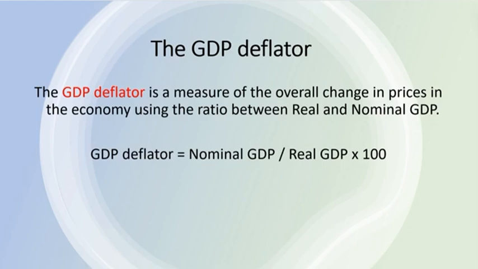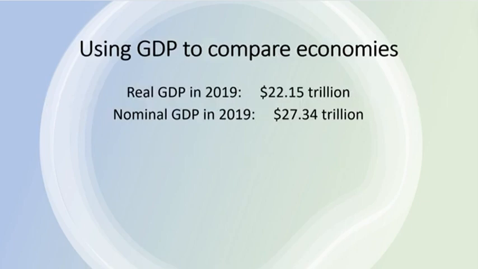The GDP deflator is a measure of the overall change in prices in the economy using the ratio between real and nominal GDP. Here you can see the formula, which shows the GDP deflator is equal to the nominal GDP divided by the real GDP multiplied by 100. The GDP deflator is measured in percentage of increase and decrease. Let us work on calculating a GDP deflator through an example.